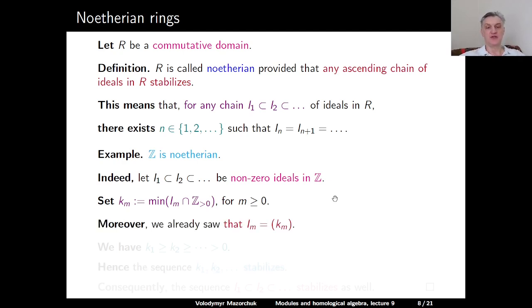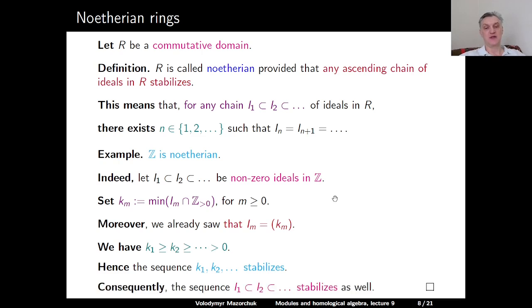Moreover, we already saw that with this choice, the ideal Im is actually the principal ideal generated by Km. And because of the inclusion, we have that K1 is greater than or equal to K2 and so on. And this sequence certainly stabilizes because the integer interval between 0 and K1 contains only finitely many elements. And this means that our sequence of ideals also stabilizes.